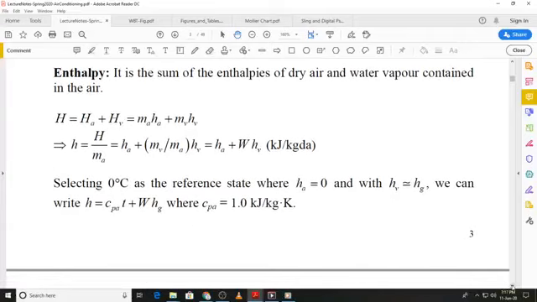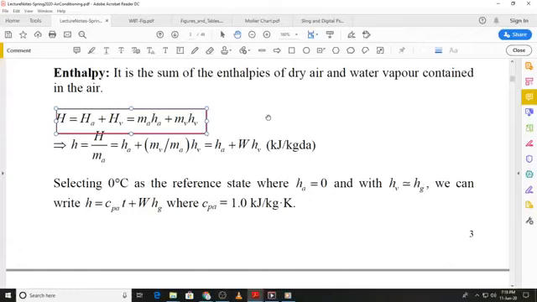The enthalpy of the moist air sample again will be the sum of the enthalpies of dry air and water vapor contained in the air. We are designating the total enthalpy by capital H, which will be the sum of the enthalpies of air and water vapor. If I want to use specific enthalpy, I can find the enthalpy as the product of the mass times the specific enthalpy, and we can do that for air as well as water vapor. And the resultant equation that we have is H equals MA HA plus MV HV.